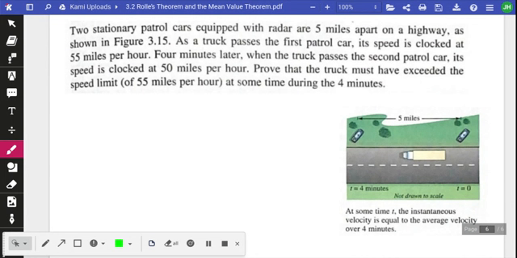We're going to prove that the truck must have exceeded the speed limit of 55 miles per hour at some point during those 4 minutes where he's in between them. So when he wasn't being seen by radar, he must have been speeding, is what they're saying.